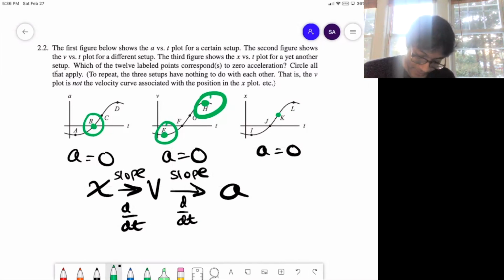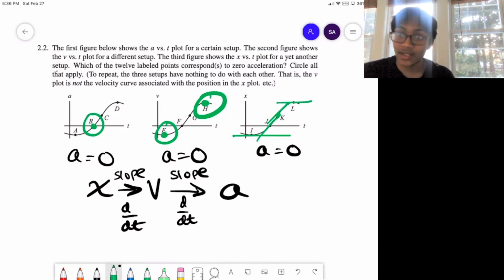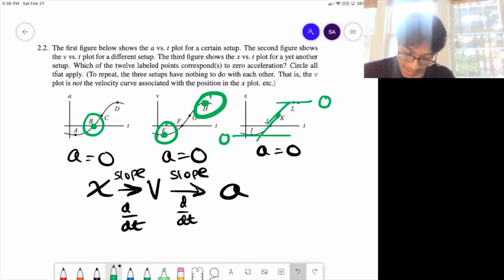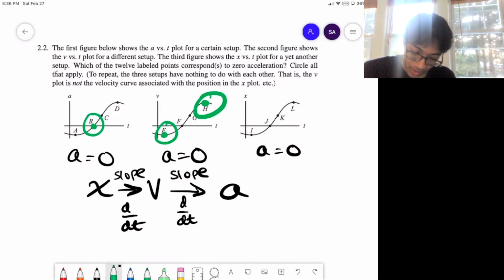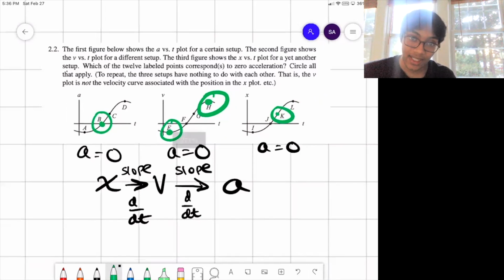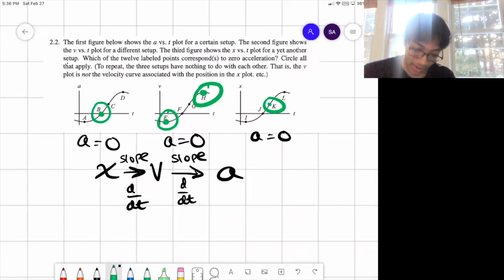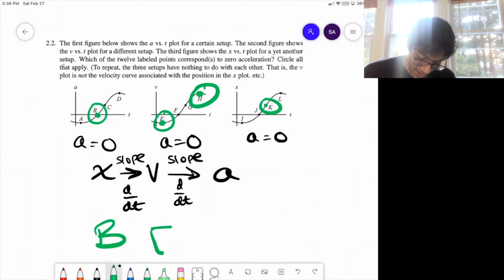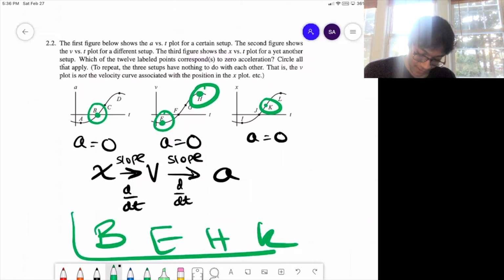Why? Well, think about it. Here the slope is, here the tangent line looks like this. Here the tangent line is this. And here's where the tangent line maxes out, and then the tangent line goes back to zero. So the tangent line starts at zero, ends at zero, so it must have had a maximum at some point. And that maximum happens at this point of inflection, at this K. And so that's where the acceleration is going to be zero on this position versus time graph. And so we have the 4 points where our acceleration is zero to be B, E, H, and K. And that's the answer, folks.